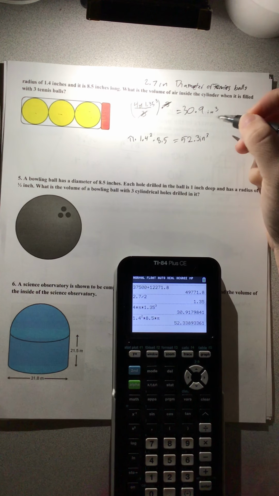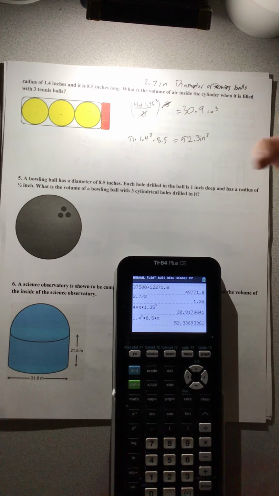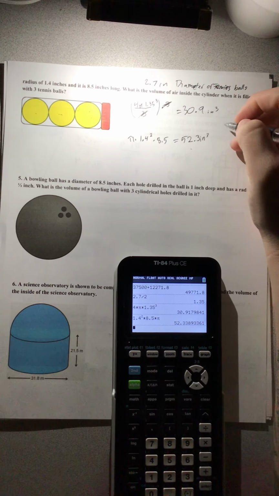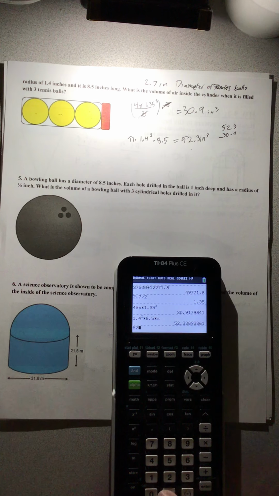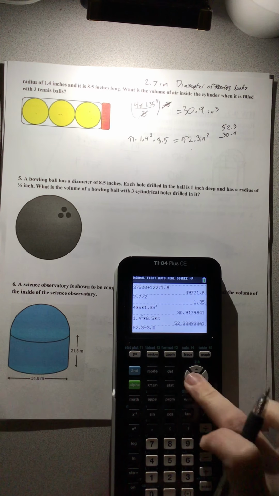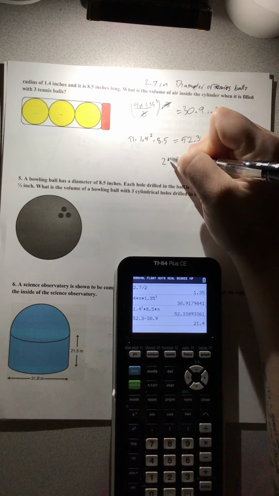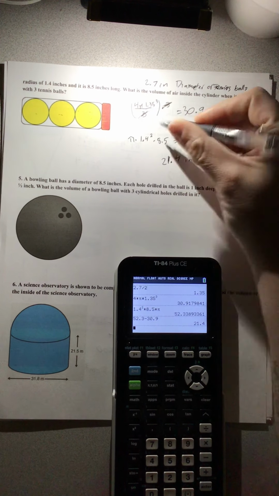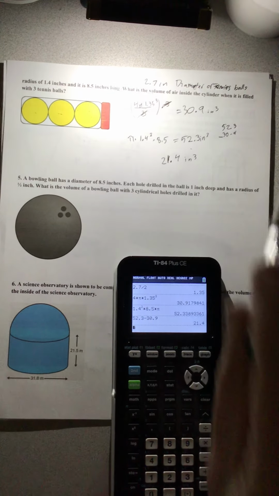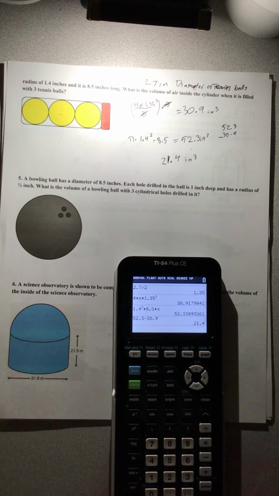Okay, so now that we know what the volume of the cylinder is, let's subtract it, because they want to know how much air is in there when the balls are in there. So we're going to do 52.3, and we're going to subtract 30.9. So 52.3 minus 30.9, we get 21.4 inches cubed of air. So when there are 3 tennis balls in this cylinder, there is 21.4 inches cubed of air in there.